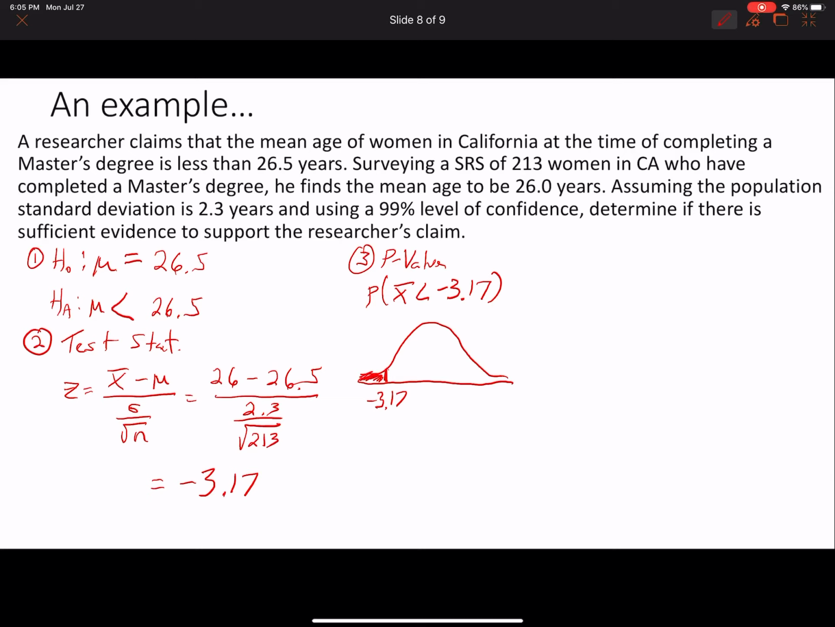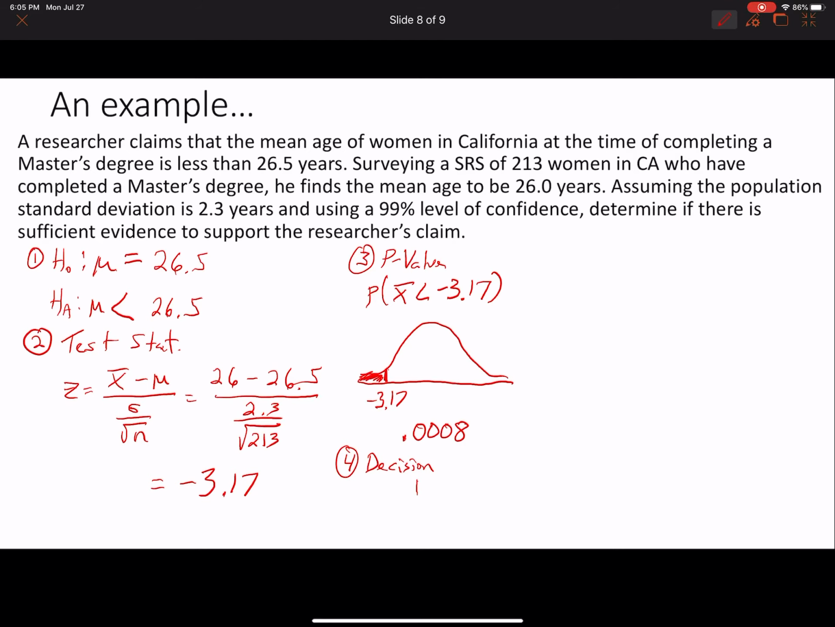So looking up the normal distribution table, you want to pause the video, that's fine, and look it up, and you're going to end up with 0.0008. Okay, so that again is our p-value. Step number 4 is to obtain a decision here.